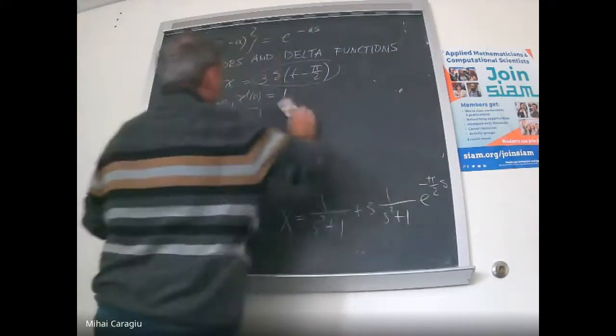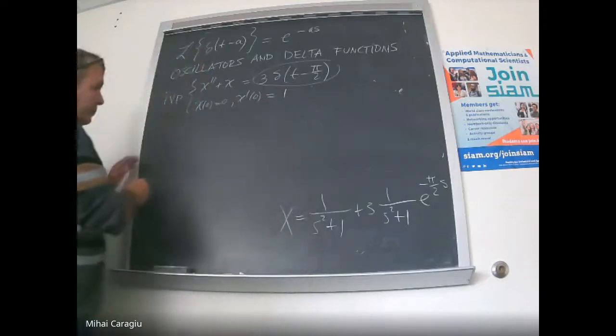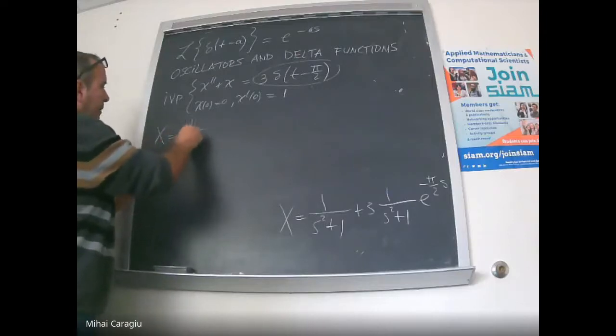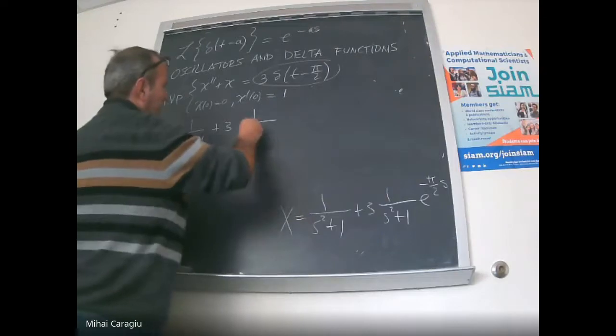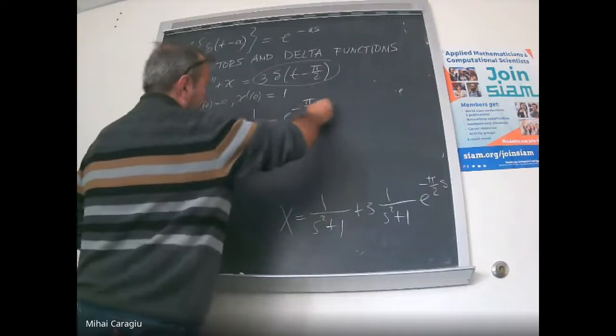I want to keep this one. So let me put it here. X equals 1 over s squared plus 1, plus 3 times 1 over s squared plus 1, to show how we do it formally. That's e to the power minus pi over 2 s.